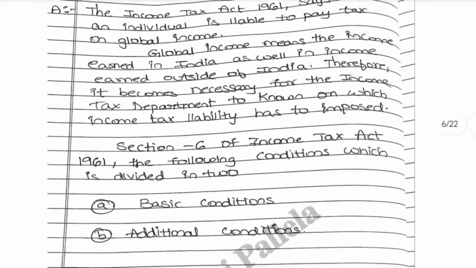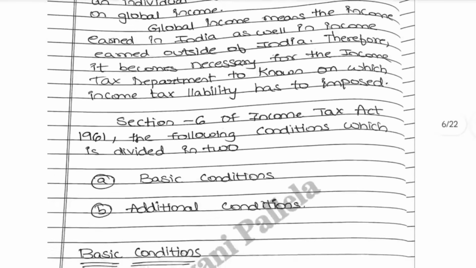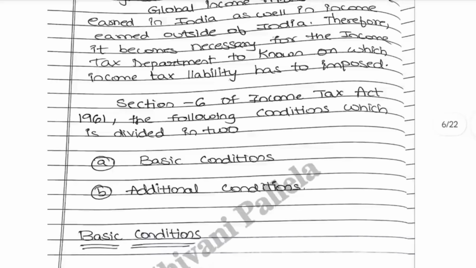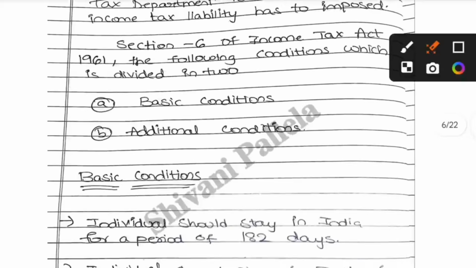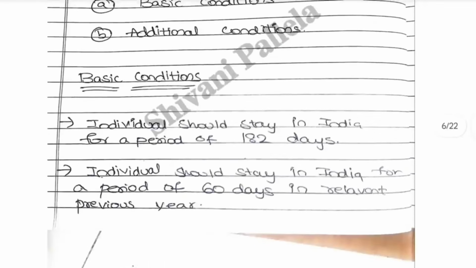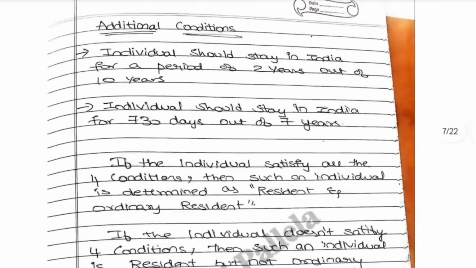Okay, next, according to Section 6 of the Income Tax Act 1961, the person should satisfy the following 2 conditions. One is basic conditions, second one is additional conditions. In basic conditions, individuals should stay in India for at least 182 days in the relevant previous year, and second condition is individuals should stay in India for at least 60 days in the relevant previous year. These 4 conditions, additional conditions and basic conditions, only you need to remember. The remaining part you can write on your own.